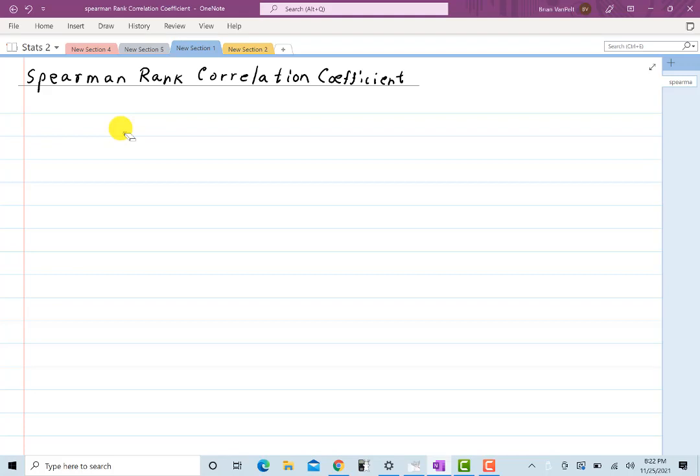In this section, we're going to be looking at another ranking system. This time we'll be looking at the Spearman rank correlation coefficient. And let me write down some things here.